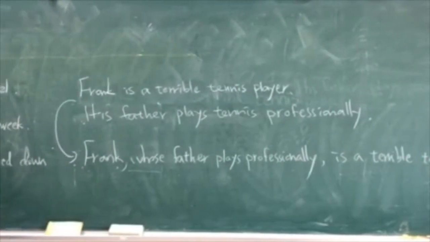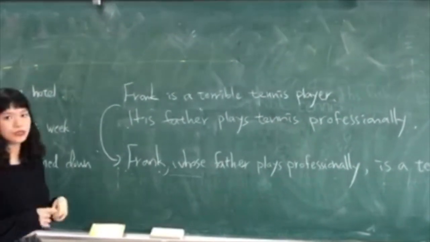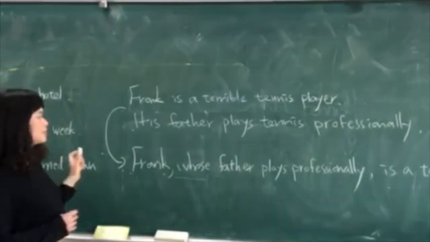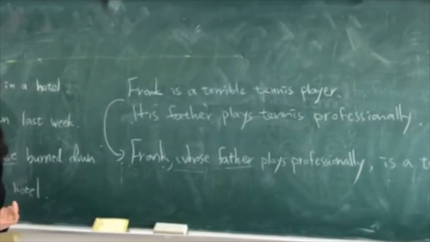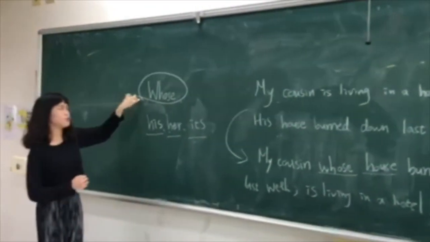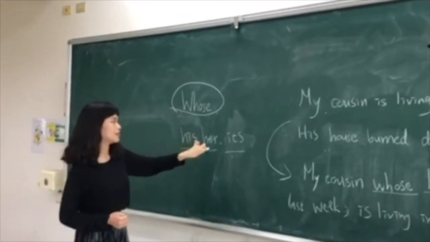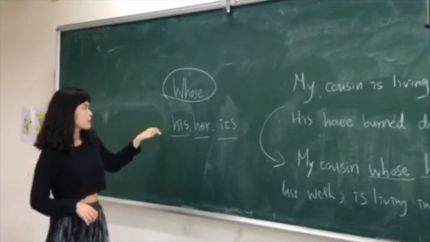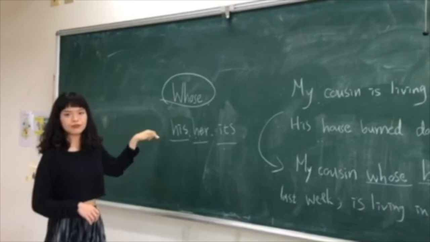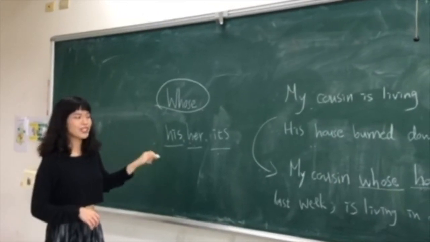So this is the example of how we use whose to show possession of a person. As I said earlier, whose can replace the words his, her, it to show the possession of things, animal, or people. That's all.